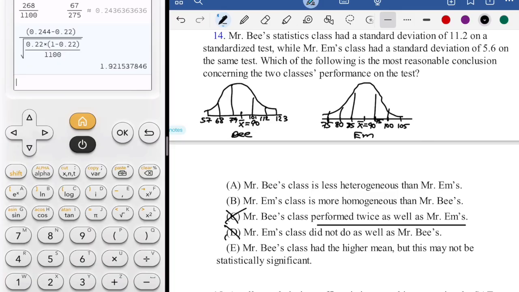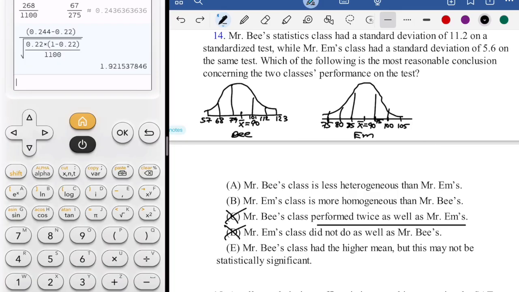We certainly can't determine that, because this data set says just as well, maybe even better. Mr. B's class has a higher mean, but it might not be statistically significant. Sometimes they'll throw in a choice that, in the wordiness of it, makes you think, well, that sounds statistically significant. That sounds like a very intelligent answer. That must be the right one. It's not often the right one.